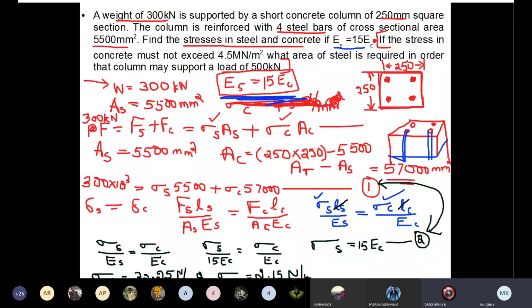Sir, in equation number 2, there is 15 into sigma C, sir, not EC. Yes, this one has to be sigma C, not EC. This one has to be 15 times sigma C. So I got the value of sigma S and sigma C.